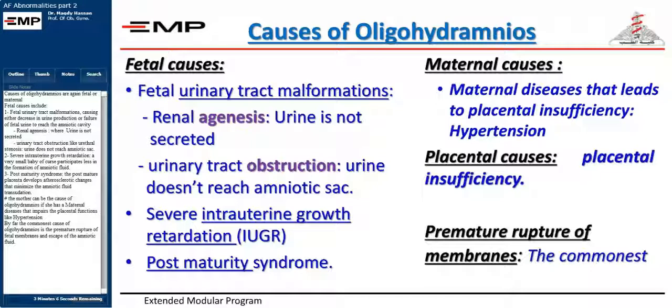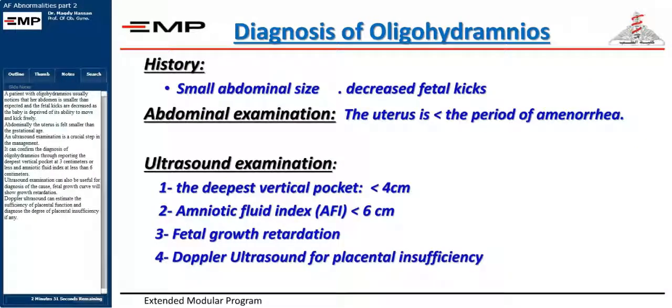The mother can be the cause of oligohydramnios if she has a maternal disease that impairs the placental functions like hypertension. By far the commonest cause of oligohydramnios is the premature rupture of fetal membranes and escape of the amniotic fluid. A patient with oligohydramnios usually notices that her abdomen is smaller than expected and the fetal kicks are decreased as the baby is deprived of its ability to move and kick freely. Abdominally, the uterus is felt smaller than the gestational age.